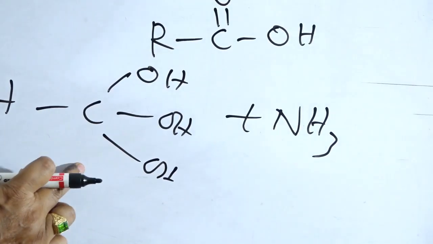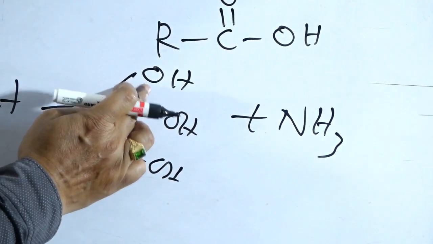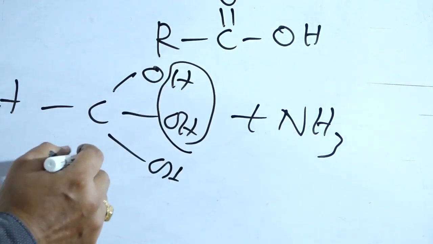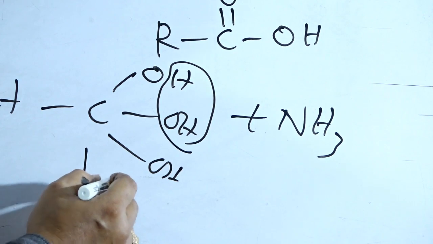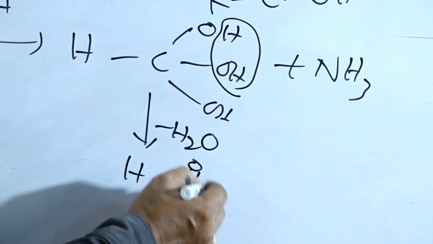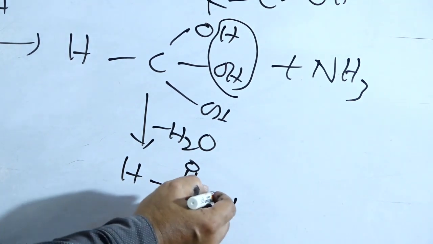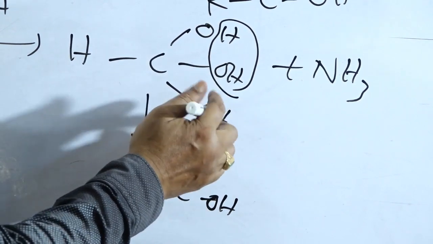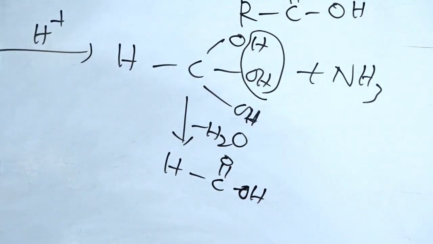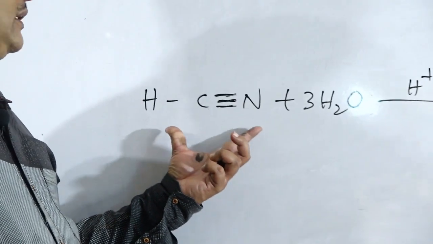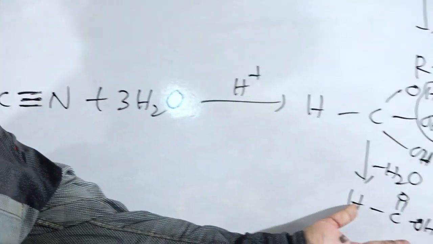This compound is unstable because the same carbon atom contains more than one OH group, and water is removed, giving HCOOH. That is the formula for formic acid. In this case, we have taken hydrogen cyanide, which gives rise to formic acid.